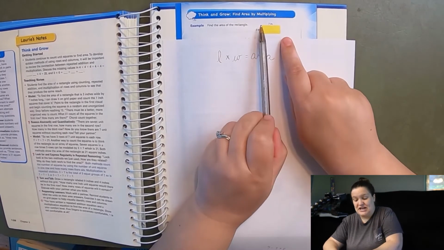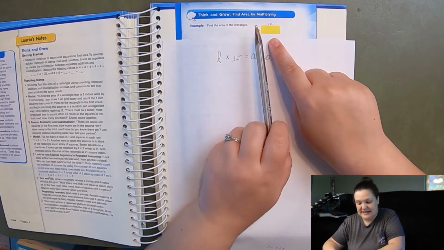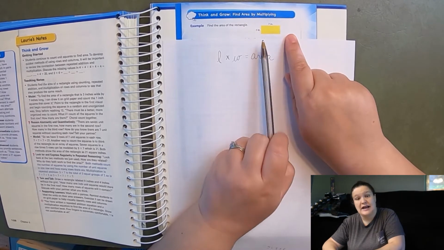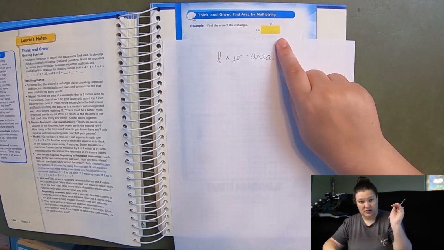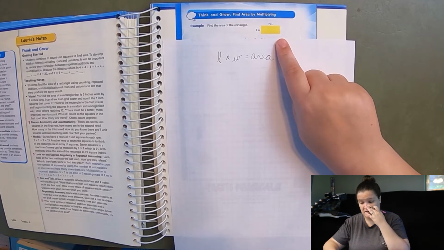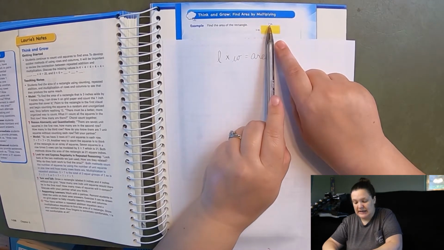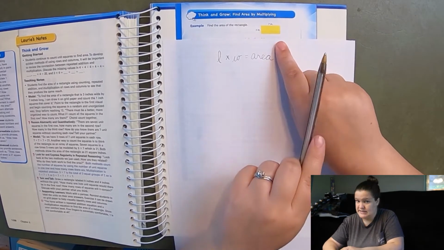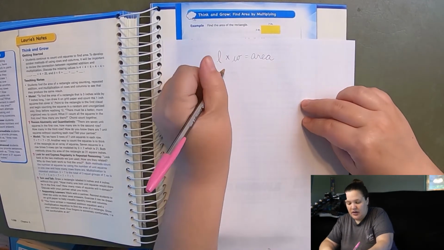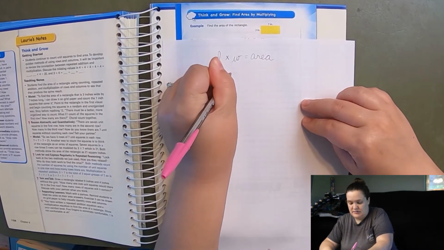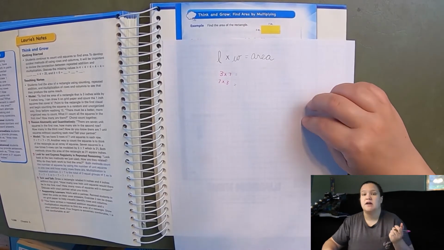All right, so if they give you a shape like this, you can't count the squares, right? Because there aren't any squares in it. It just gives you how long it is and how wide it is. Well, we know that we multiply across times down, length times width, to find the area. So we would multiply 7 times 3, or 3 times 7, because remember with multiplication it doesn't matter what order.